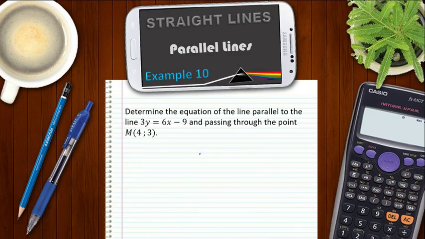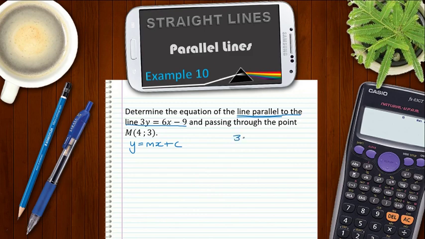Now let's look at how to use this. Determine the equation of the line parallel to this line and passing through the point. So now we need to find an equation, and remember, an equation of a straight line is y equals mx plus c. So we need the gradient, but how are we going to find the gradient? The line is parallel to this line, and what do we know about parallel lines? We know that their gradients are equal. So this line's gradient will be the same as the line that we want to calculate.